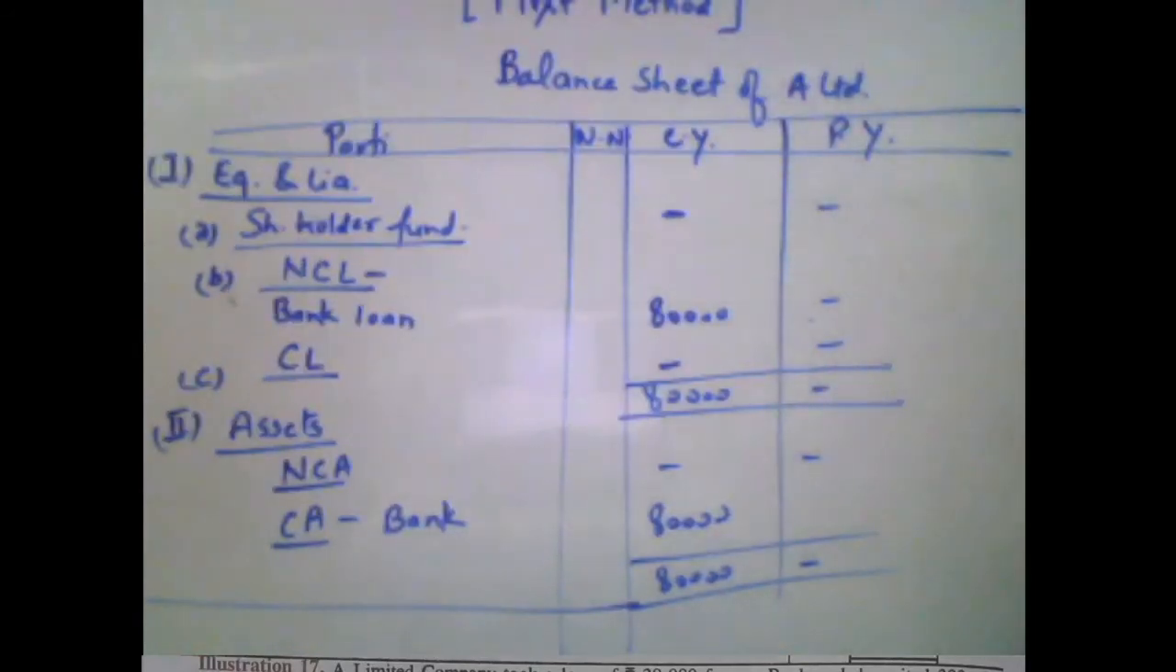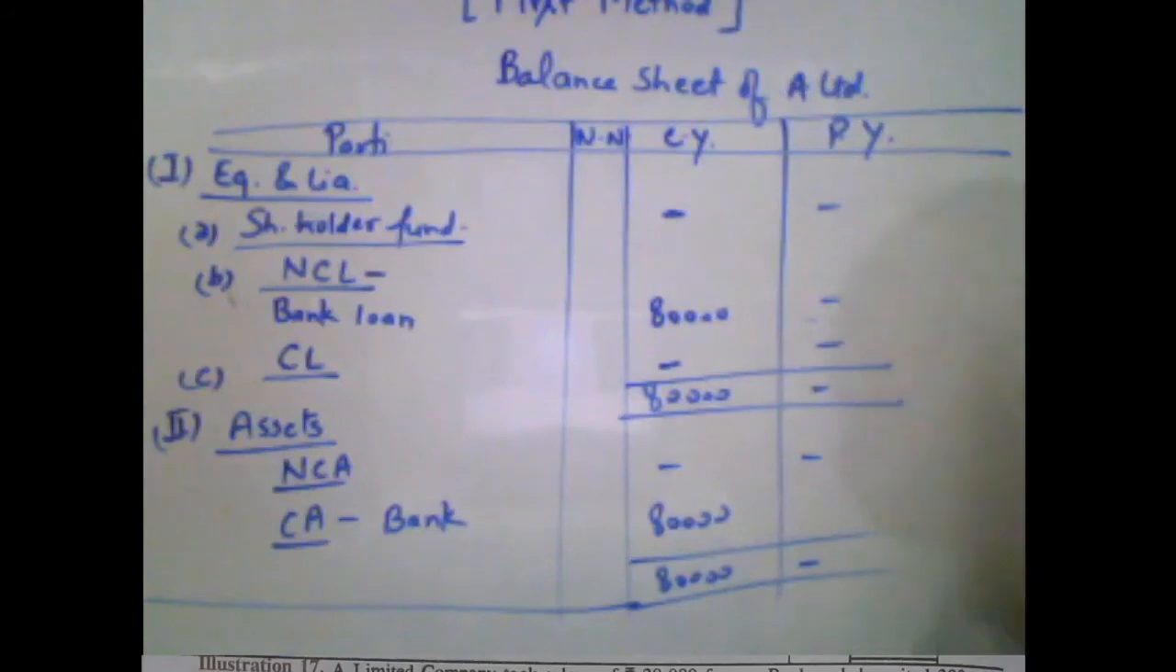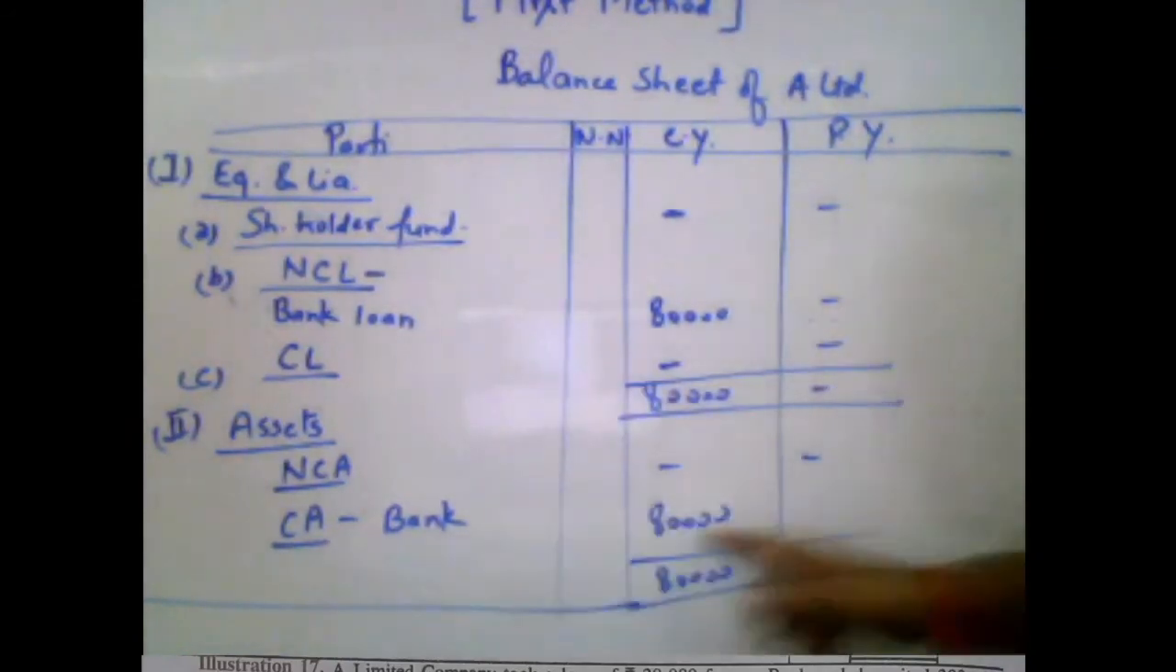So you can see how the company prepares the balance sheet when it issues debentures as a collateral security, and this balance sheet is prepared with the first method. First method में हम कैसे balance sheet prepare करेंगे, you can see that we record only the bank loan and bank amount in the side.